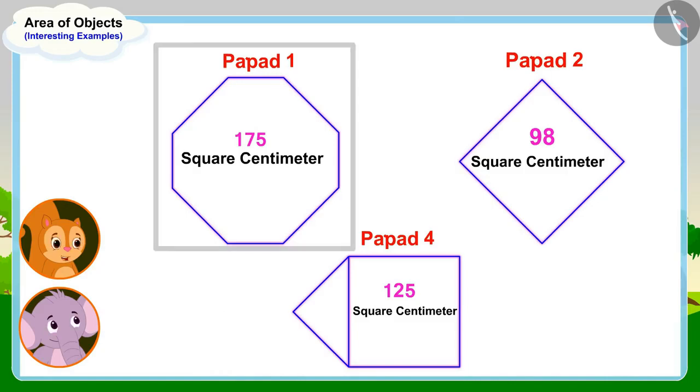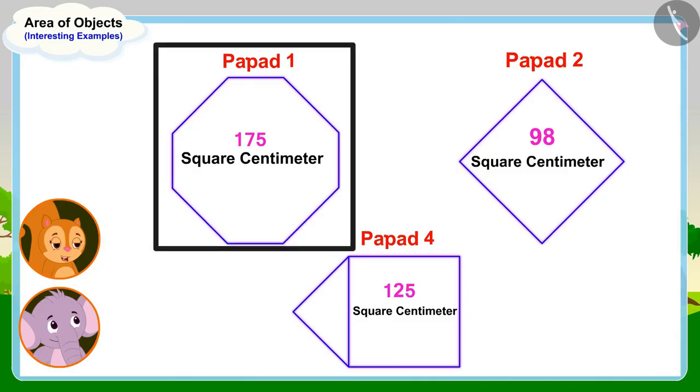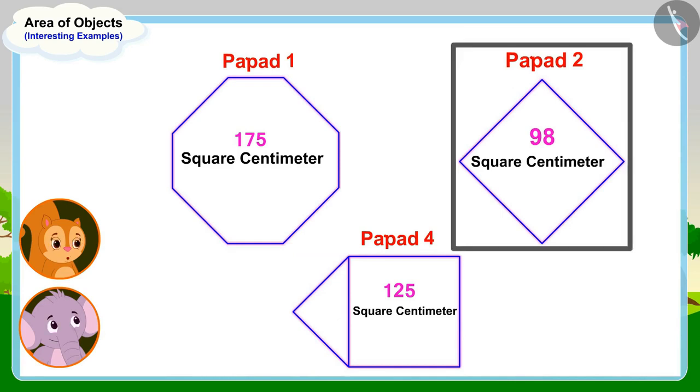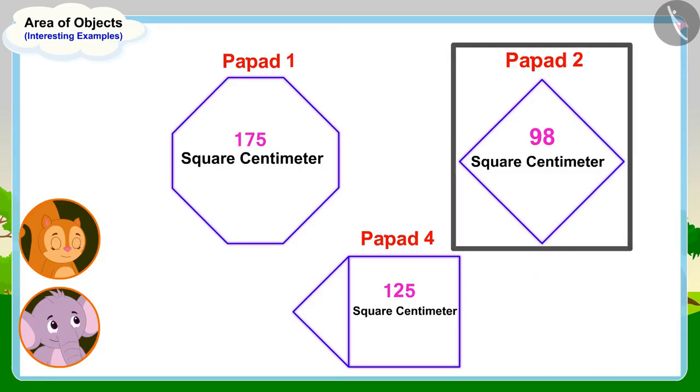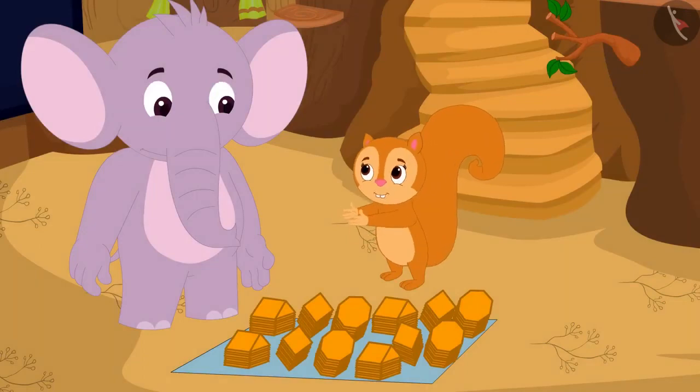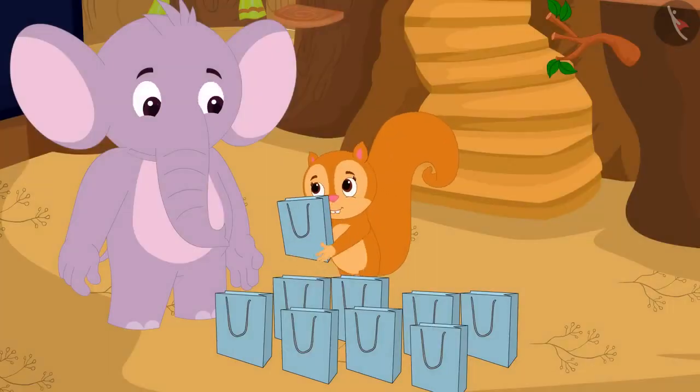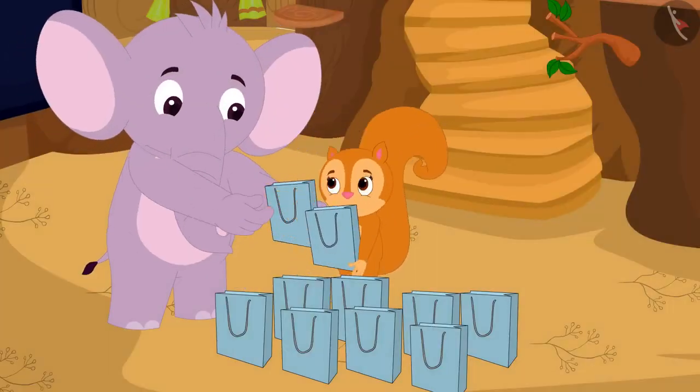It means this papad is the largest. And the second papad has the smallest area. It means this papad is the smallest. Chanda excitedly told Appu. Chanda thanked Appu for teaching her about area and then, with his help, packed all her papads.